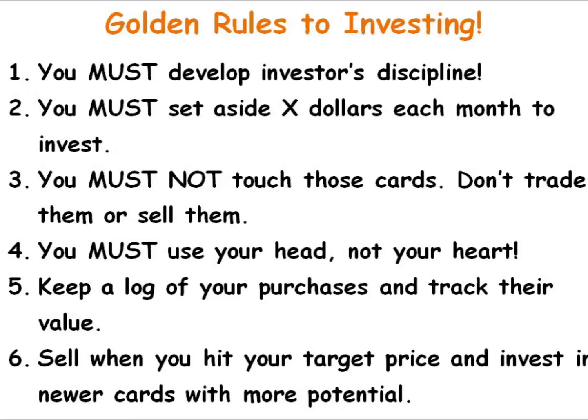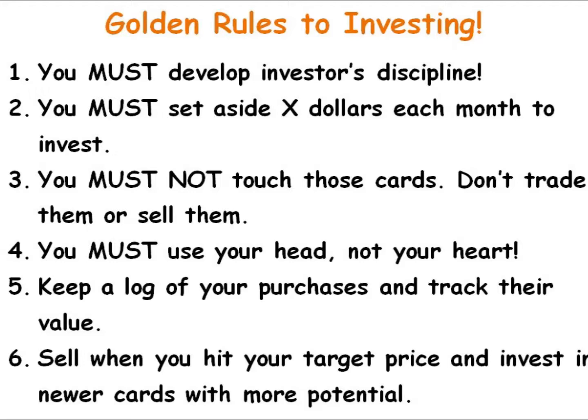So these are the golden rules. Number 1, you must develop investors' discipline. You must be very disciplined. And by that, I mean you must know when to buy, you must know when to sell. You cannot let your heart get involved. You have to know this is my price target for the card, and this is when I'm going to sell the card. When the card hits this amount, I'm going to sell it.